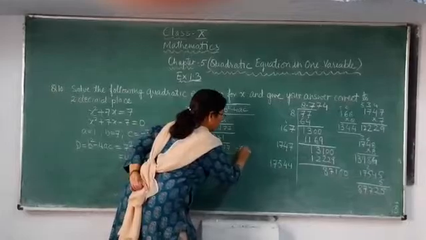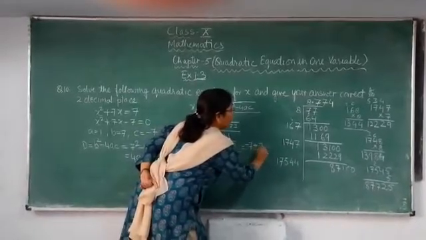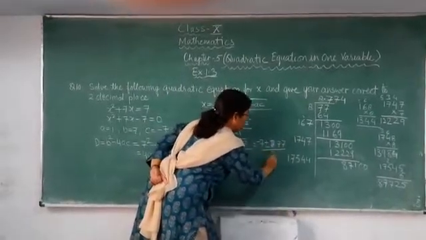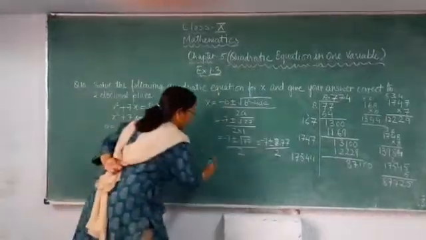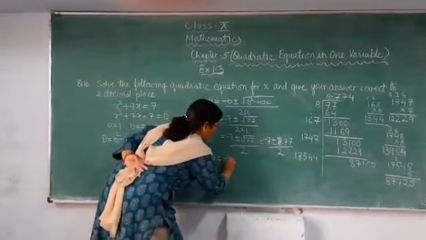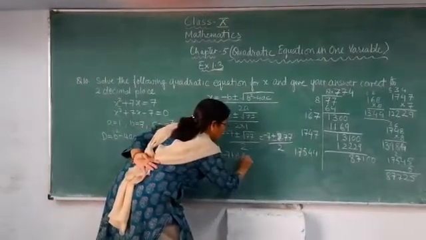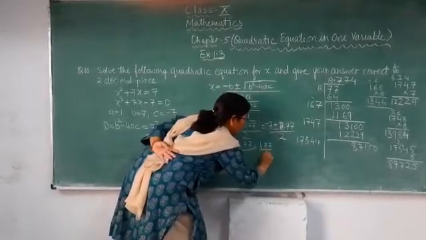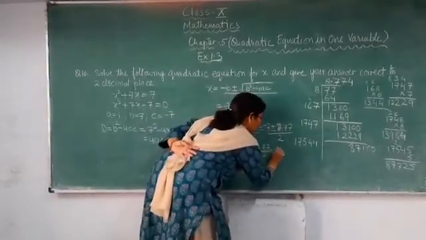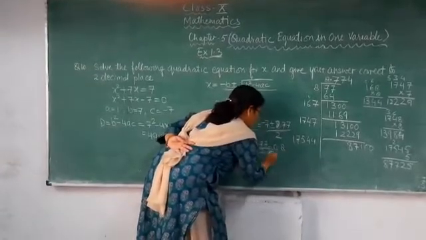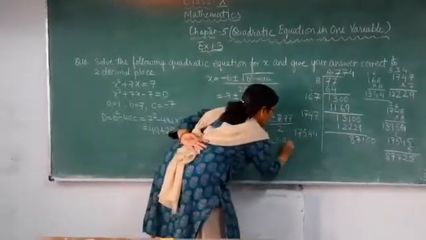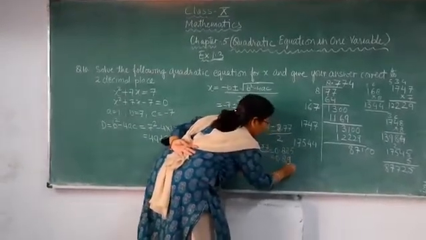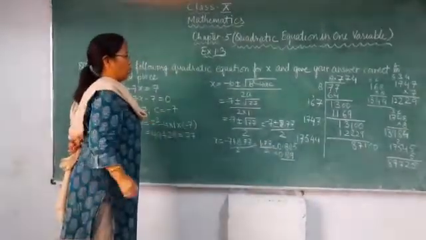So here -7 ± 8.77 upon 2. Once we take the plus sign, x equals (-7 + 8.77) / 2, which will be equal to 1.77 upon 2, and this will be equal to 0.88..., or the answer will become 0.89, because we have to get the answer correct to 2 decimal places.